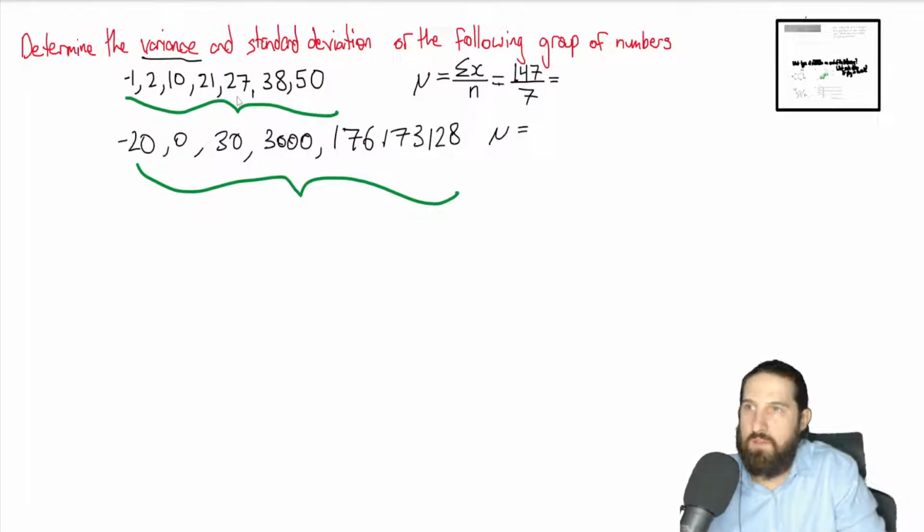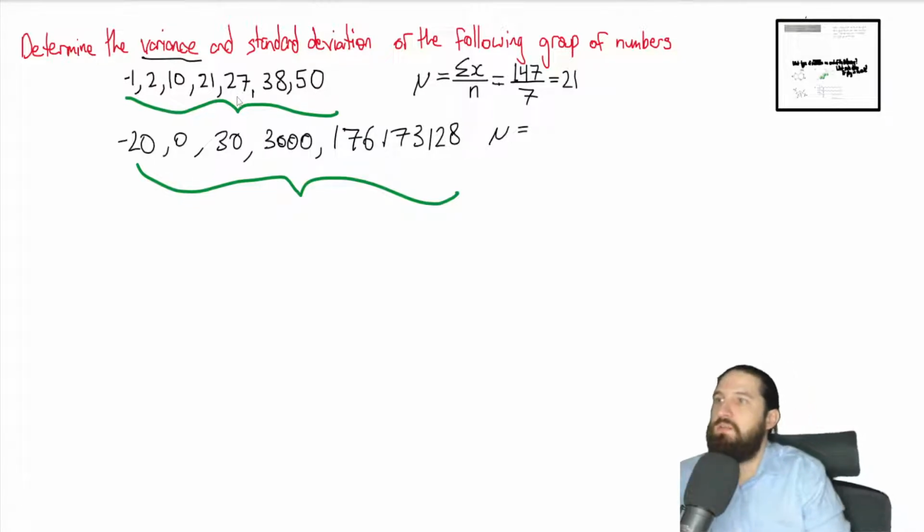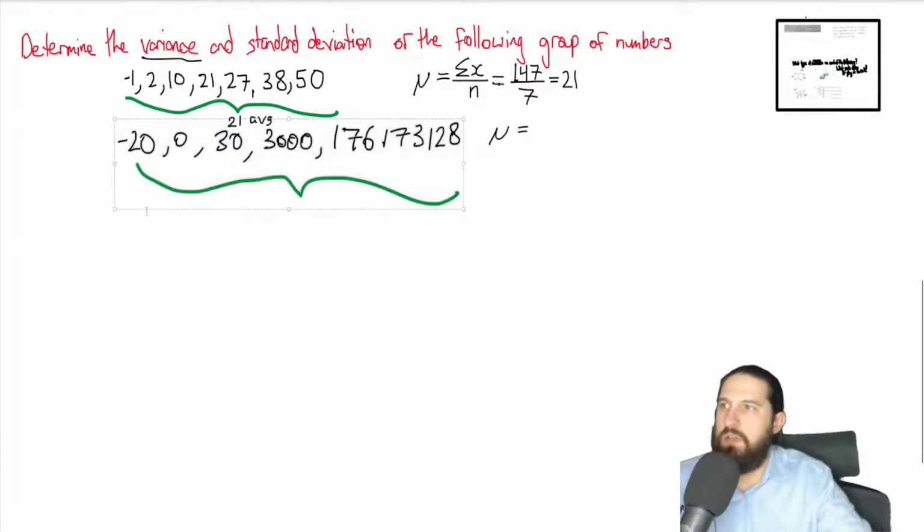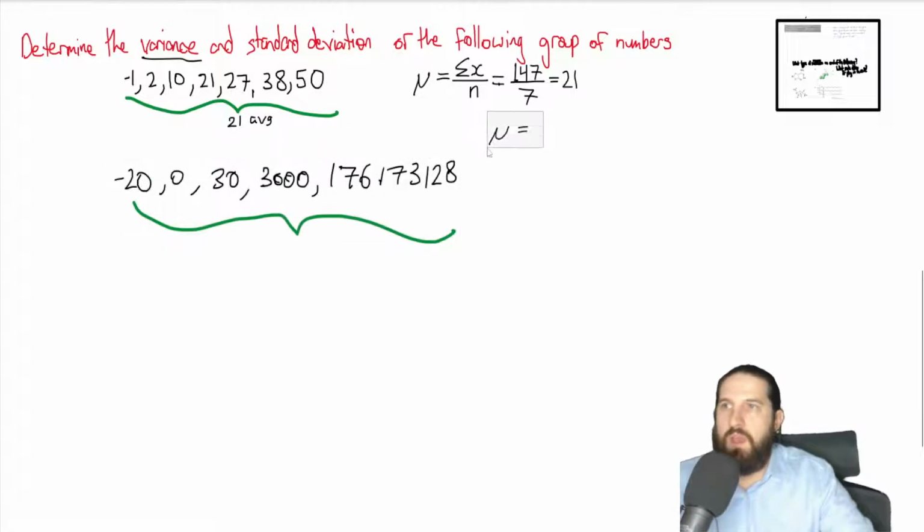Okay, so the average is 21. So the 21 is kind of the middle, right? So the mean is 21. The middle, the average is 21. Okay? And what about for this?